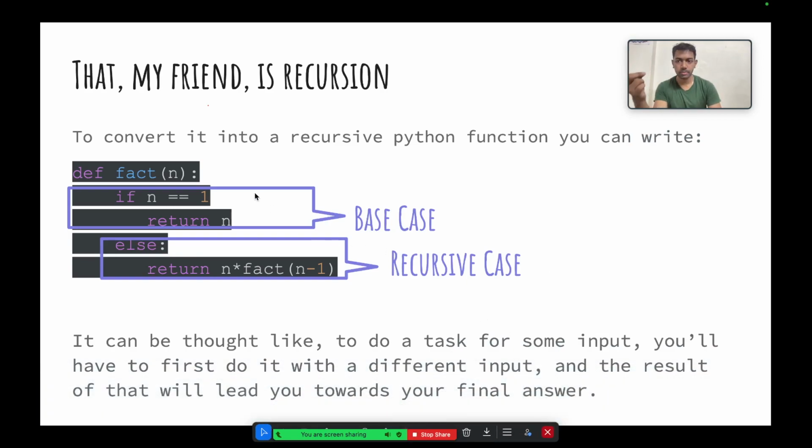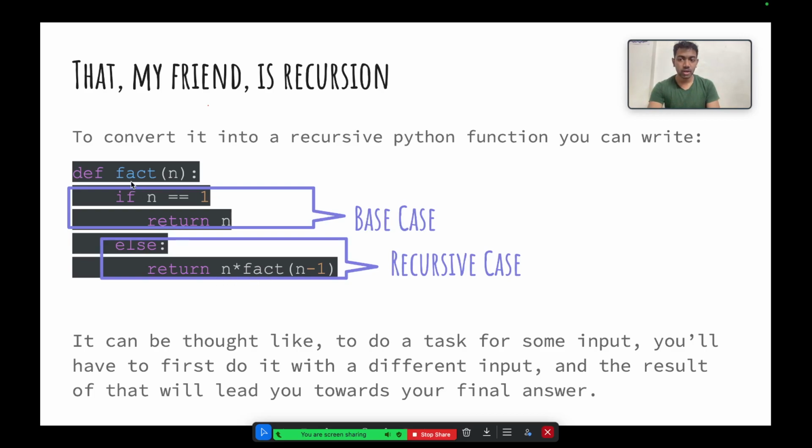Okay, this is the code snippet. It's in Python, but you can do it in any programming language of your choice. Here, the similar factorial function: we are defining the function factorial with n. If n is equal to 1, or it could be 0 as well, your choice, return n. Factorial 0 is 0, factorial 1 is 1, so return 1. Else, return n into factorial of n minus 1.